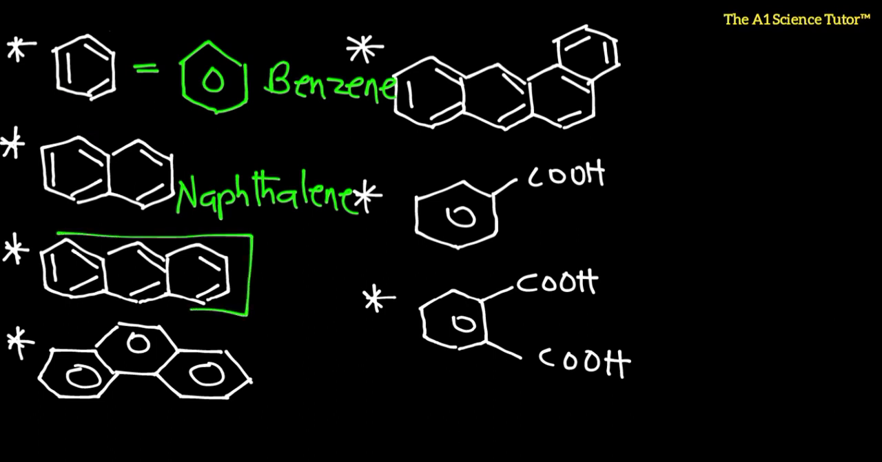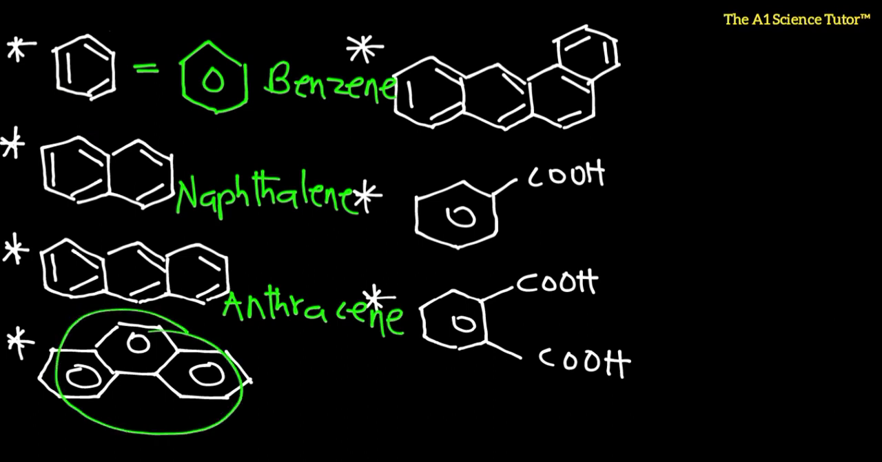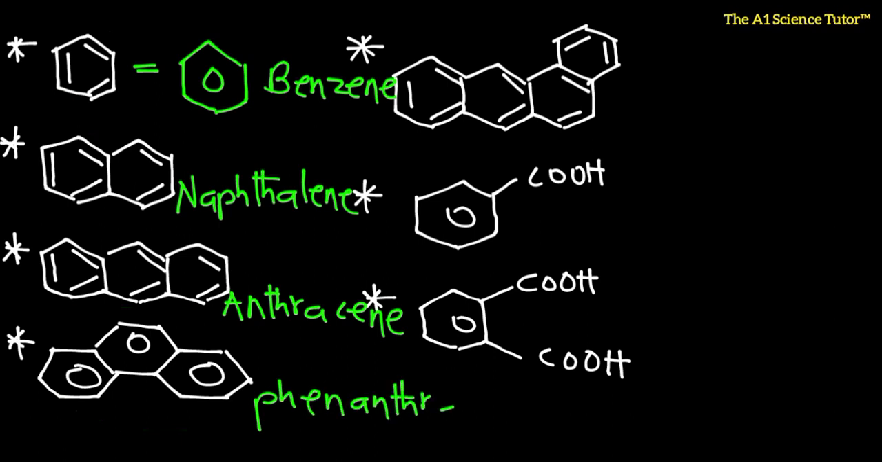And for this one, what is going to be the name? So this is anthracene. Now this one is phenanthrene. So if you see it, you just know that you have a phenanthrene right there.